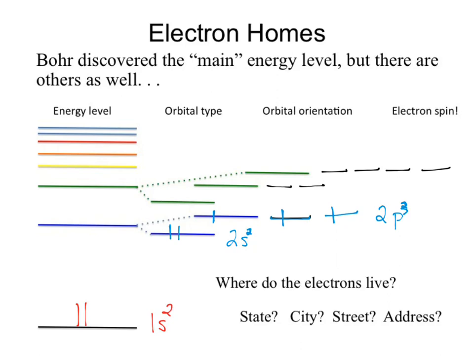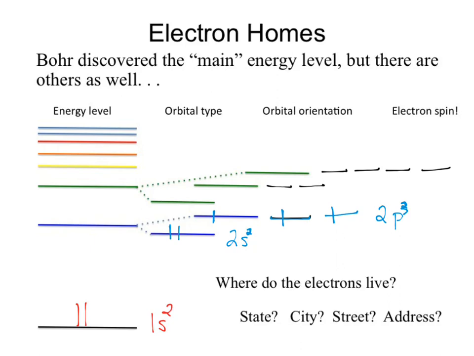Each of those correspond to the varying levels of information within our orbital diagram. Our energy level is the state that we're located in. The orbital type, our city. Our orbital orientation, the street. The electron spin, the actual number on that street. Our orbital picture and representation of where our orbitals are located is vastly simpler than your address. Think of it in that context, and that can help.